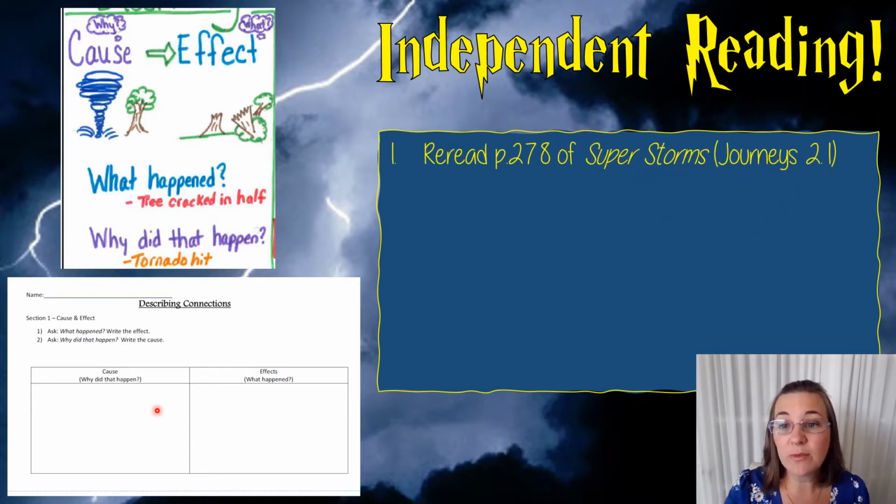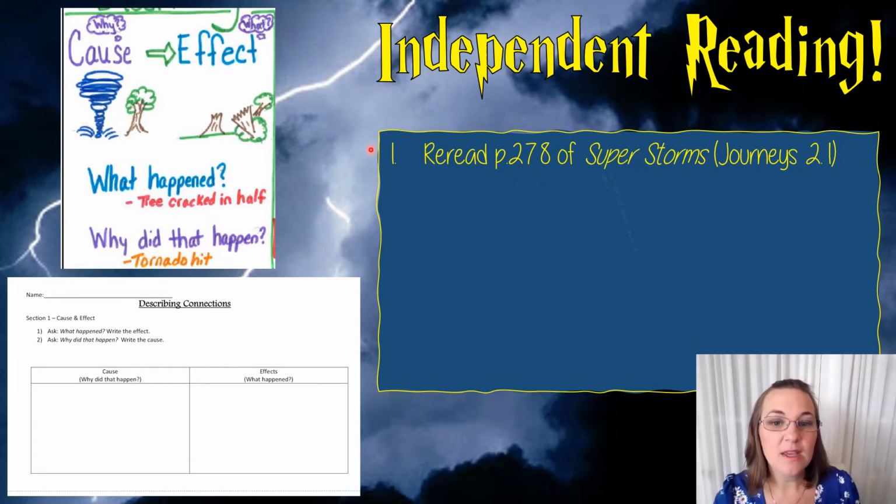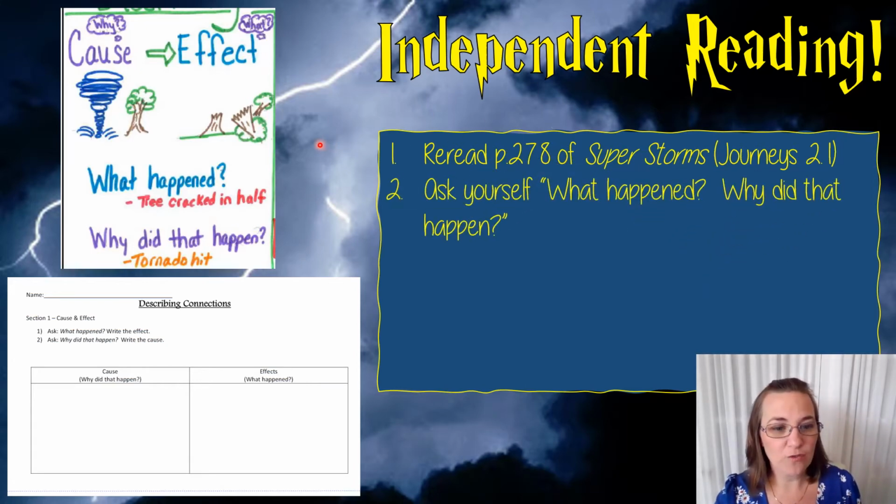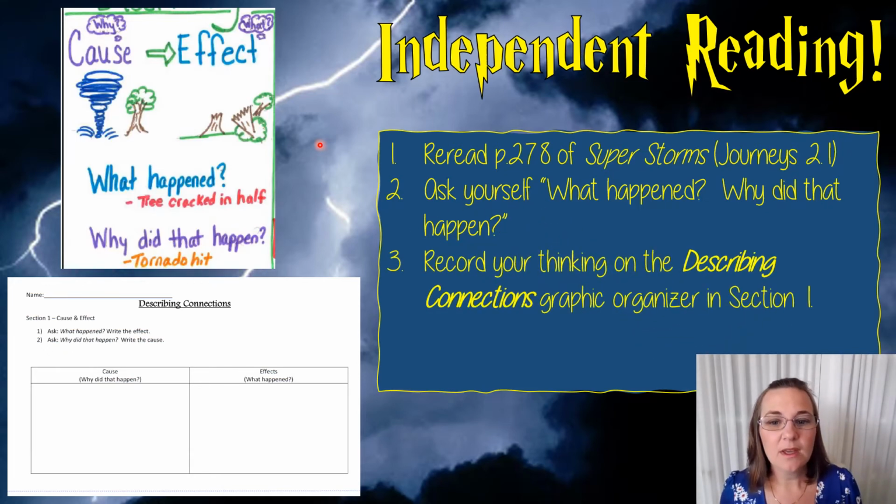You're going to reread page 278 of Superstorms in Journeys 2.1. If you don't have your Journeys text at home, I'll have this page on the next Nearpod slide. Then you're going to ask yourself, what happened? Why did that happen? And you're going to record your thinking on this graphic organizer in section 1. You're going to think, what happened? And jot it right here under the effect.